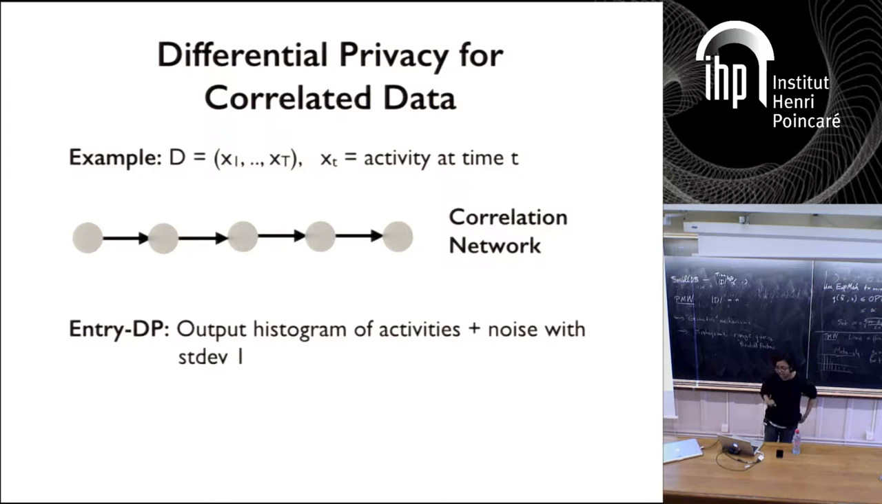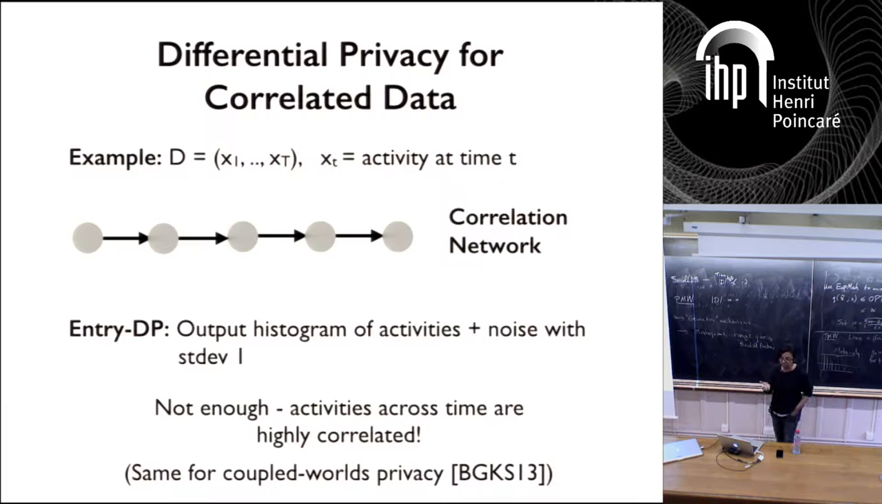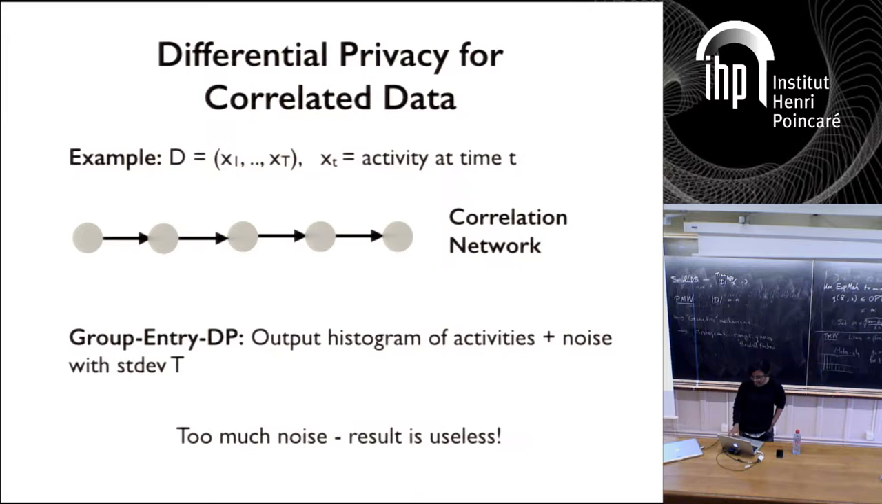This is fine, but if your activities across time are highly correlated, this would not be enough noise, right? And in fact, there is a very nice and elegant variant of differential privacy called coupled worlds privacy, which is work by Vasily et al. and, obviously, Adam. We worked out what they would do, but they would essentially do the same thing. Okay.